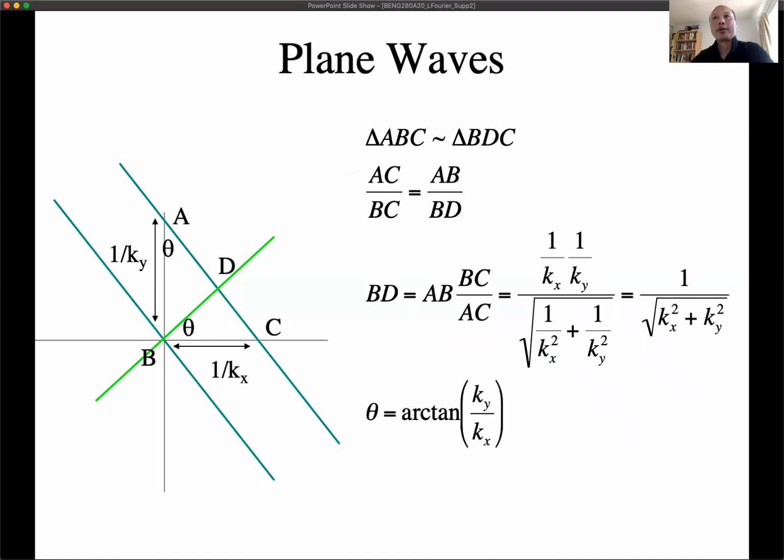The next slide is just showing how, if you had two lines with spacing 1 over kx and 1 over ky, from basic geometry you can derive that this spacing here is 1 over this expression. The other useful thing to note is that theta is equal to the arctangent of ky over kx. If my pencil was working, I would draw this out more, but we'll try to pick this up again at a later time.